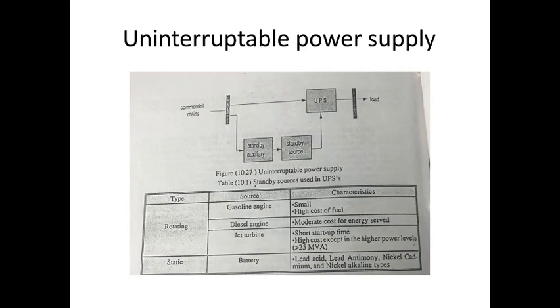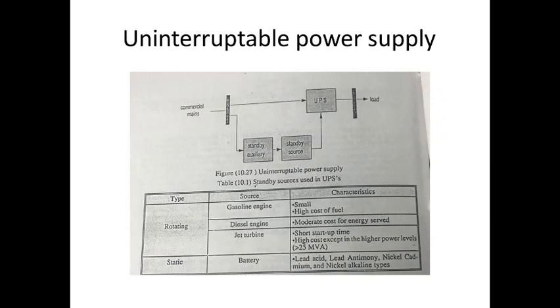So the main function of the standby source and its auxiliaries is to provide the energy source for the operation of the load during standby operation. Standby sources are usually categorized into two: one is the rotating type, and the other is the non-rotating type, that is, static.